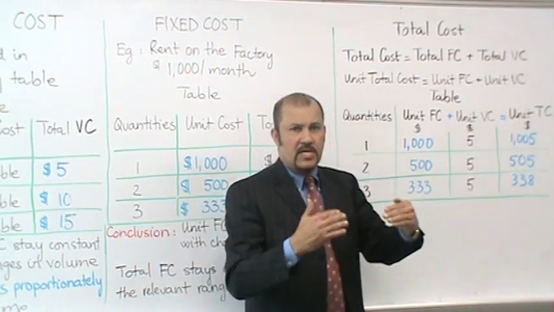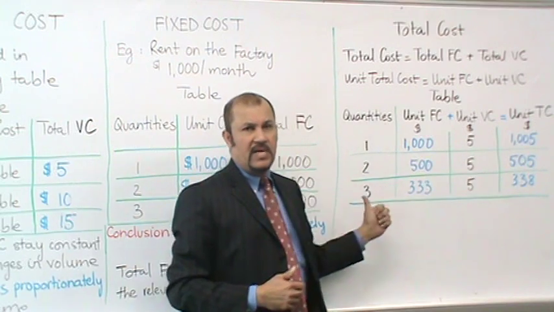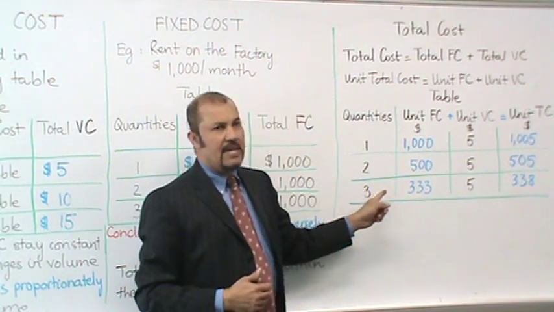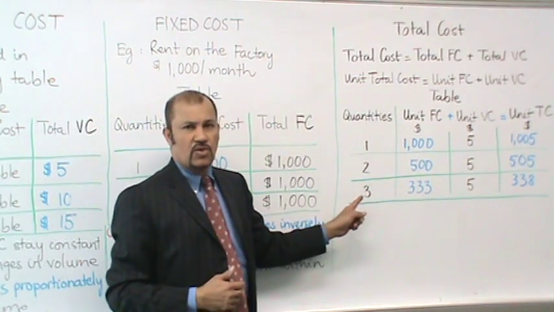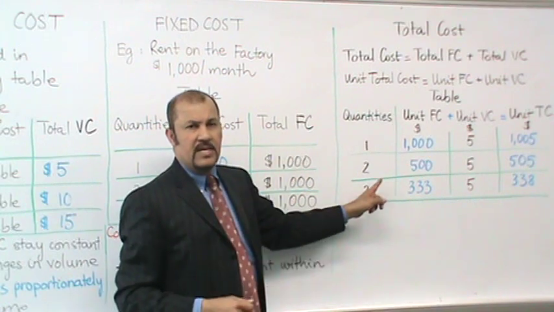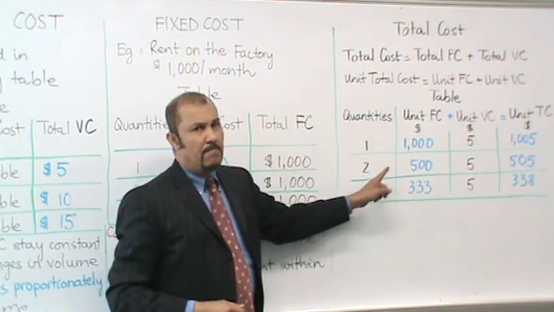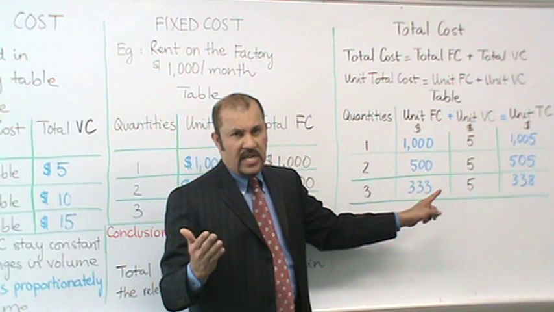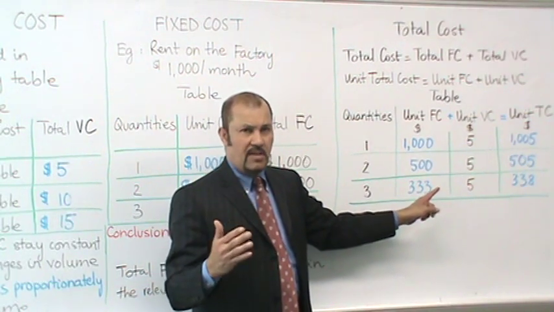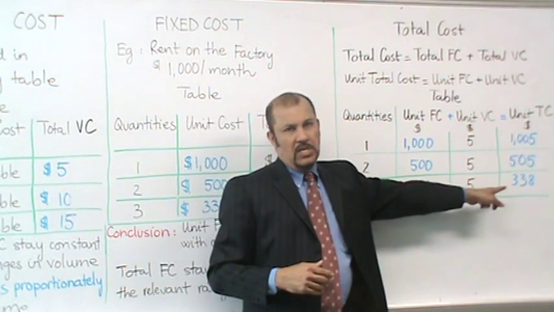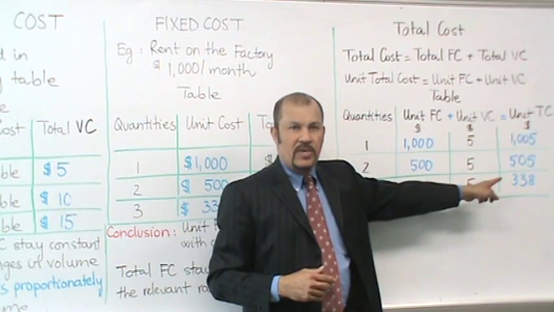And see how that unit cost drops when we make three tables. When we make three tables, what happens to my unit fixed cost, again from the previous tables, is down to $333. My unit variable cost does not change. It stays the same at $5. So now my total unit cost is only $338.